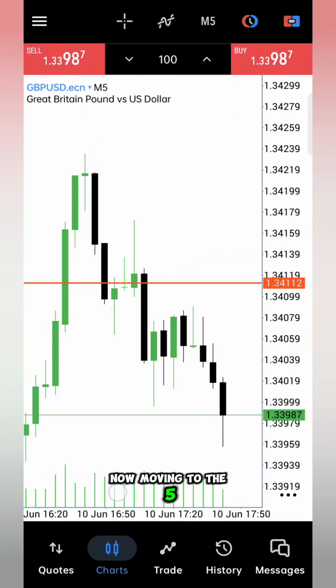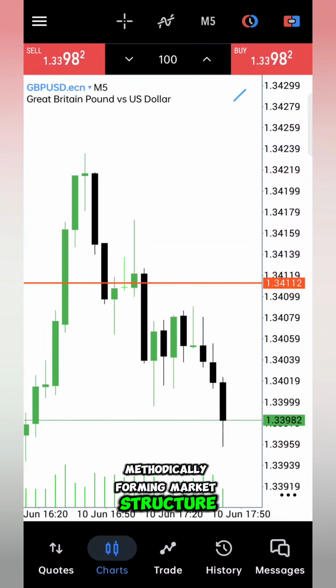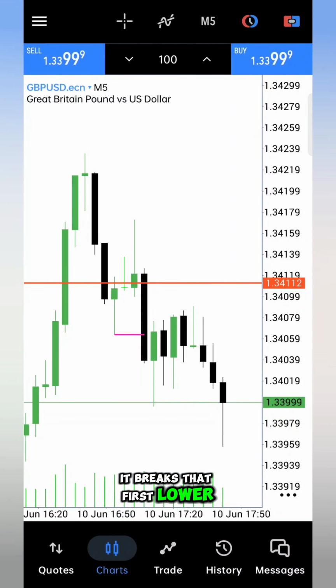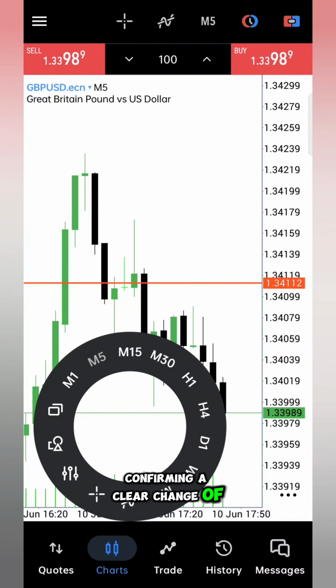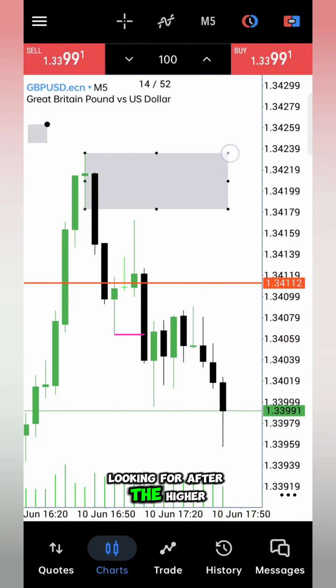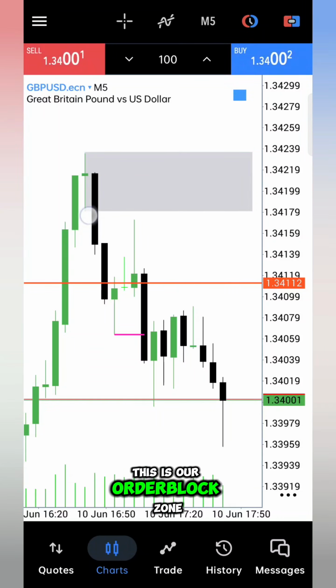Now moving to the 5-minute time frame, we can see that price is methodically forming market structure, building lower highs. And then it breaks that first lower high, confirming a clear change of character to the downside. This is exactly what we're looking for after the higher time frame liquidity sweep. And right here, this is our order block zone.